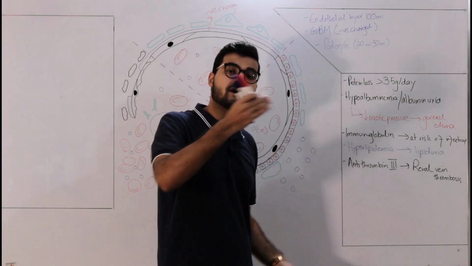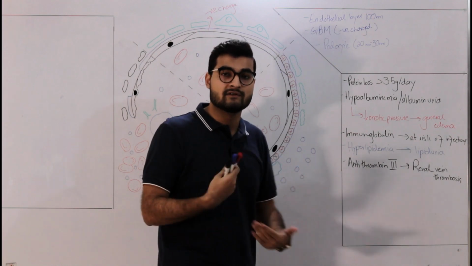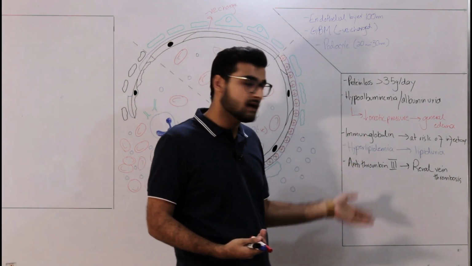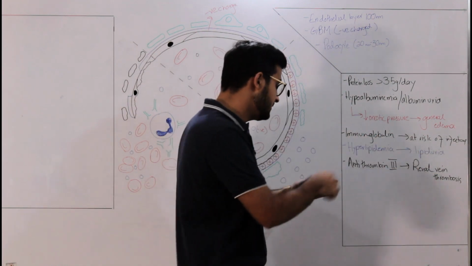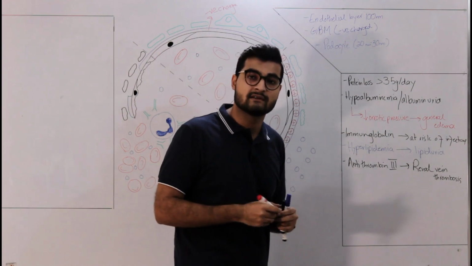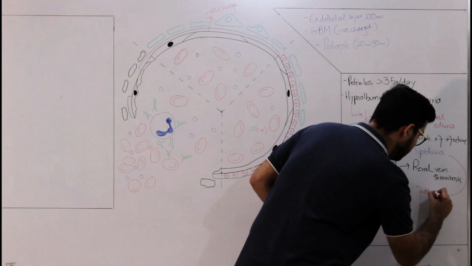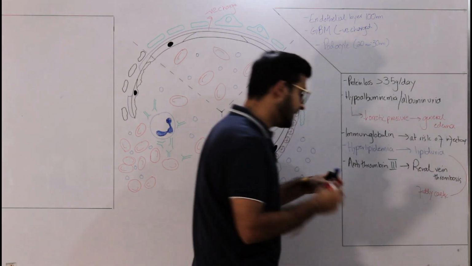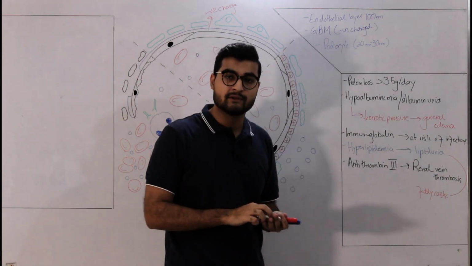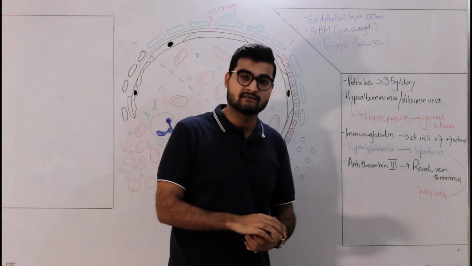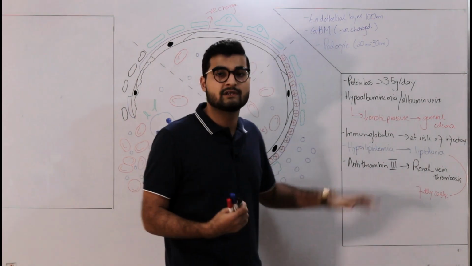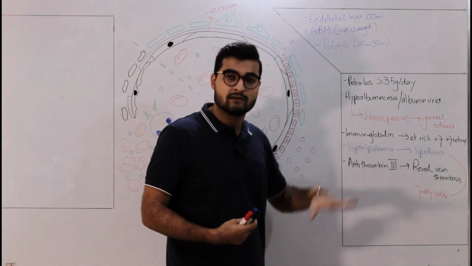Liver compensates for the loss of proteins by making increased amount of fats that can lead to hyperlipidemia and lipiduria. Lipiduria will then lead to fatty casts present inside your tubules. So you will have fatty casts present. Apart from that, you also end up losing antithrombin 3. Antithrombin 3 prevents clotting inside your blood. So if you lose antithrombin 3, you will be at a risk of developing renal vein thrombosis.